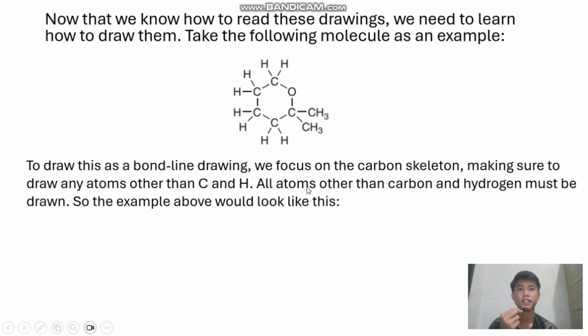All atoms other than carbon and hydrogen must be drawn. So the example above will look like this. In this case, any atoms other than carbon and hydrogen must be drawn. So the oxygen is drawn here because it is not a carbon or a hydrogen. So it must be drawn.